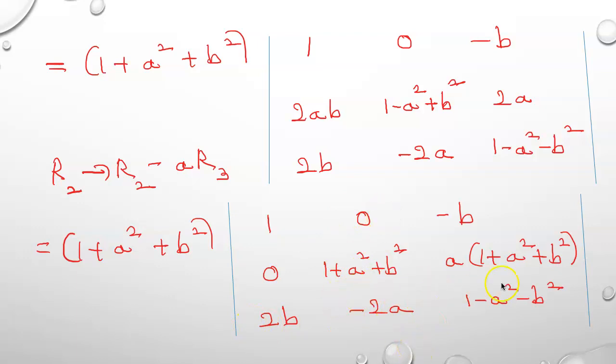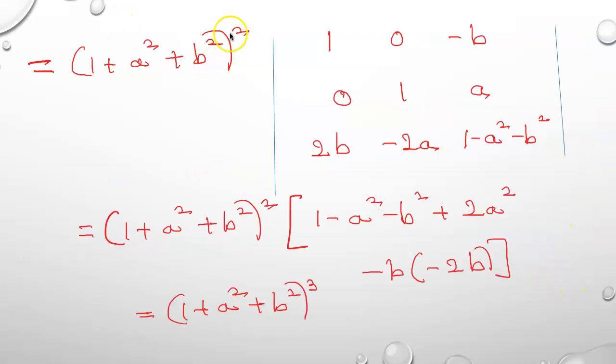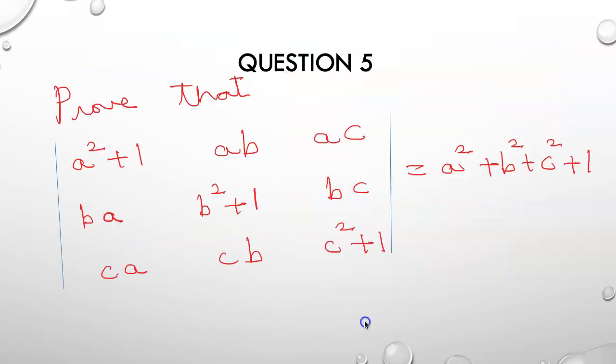Now I can take out 1 plus a squared plus b squared from which row? The second row. So you get (1 plus a squared plus b squared) the whole squared into this 2 by 2 determinant. And now you can just expand it. It is 1 into this 2 by 2 determinant minus 0, minus b into (0 minus 2b). So ultimately you get (1 plus a squared plus b squared) the whole cubed. And what is this? This is your RHS.